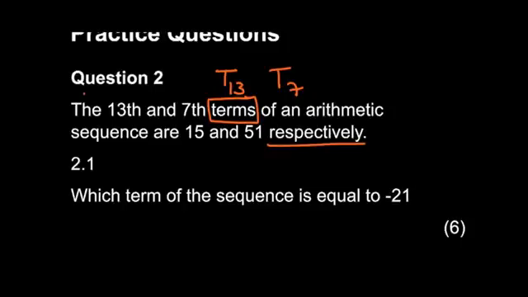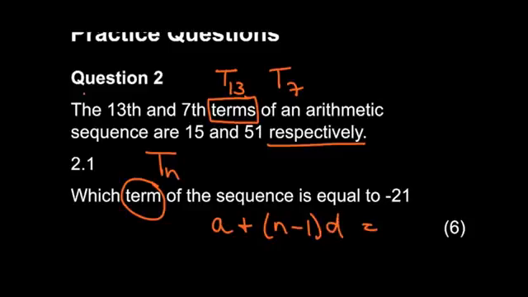Which term of the sequence is now equal to negative 21? So again, I'm talking about a term. Which term? I've got to translate it into a formula. That's Tn. So I want to know, when is a plus (n minus 1)d equal to negative 21? Okay, but I don't know the first term. It's missing. I only know the 7th and the 13th, and I don't know what the difference is either. So I've got to do some calculations, because in order to solve for one variable, I need to make sure that the other two I have found. So I need to do a little bit of calculation.